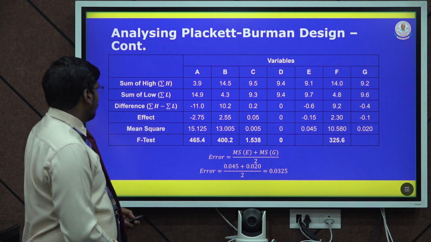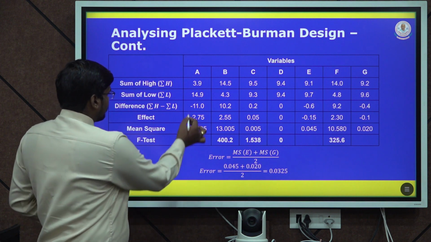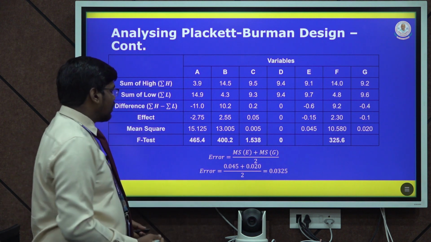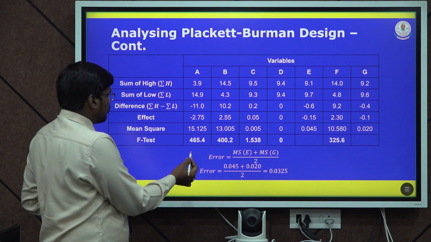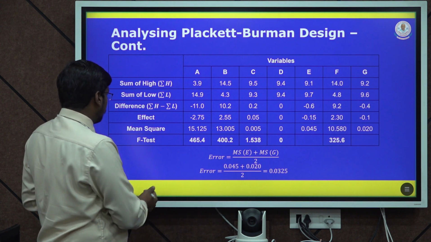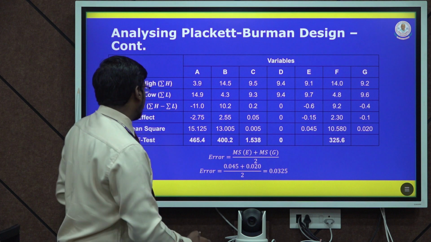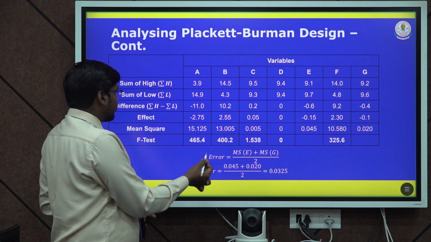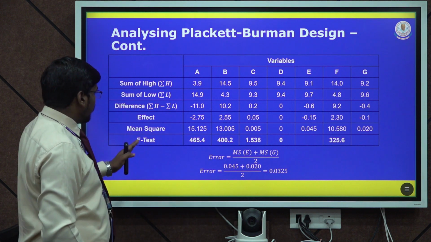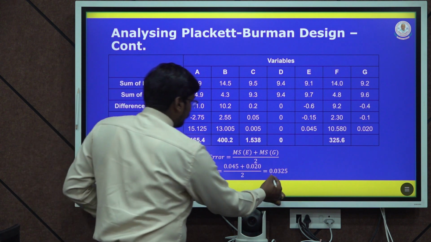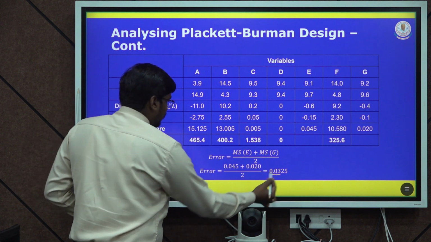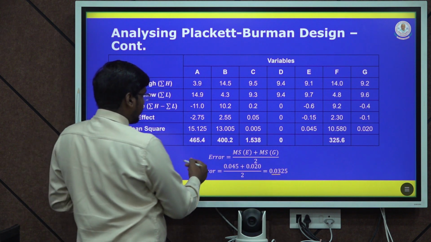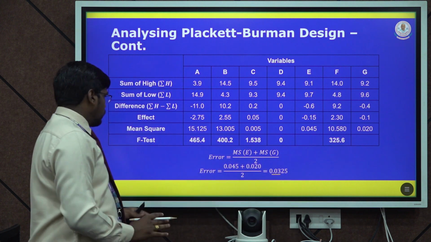So based upon this I get the difference. The effect is calculated by summation H minus summation L divided by 4 in this experiment, and the mean square is calculated by summation H minus summation L, the whole squared, divided by 8. The F test value is calculated as the mean square value divided by the error value. By this we get these F test values.